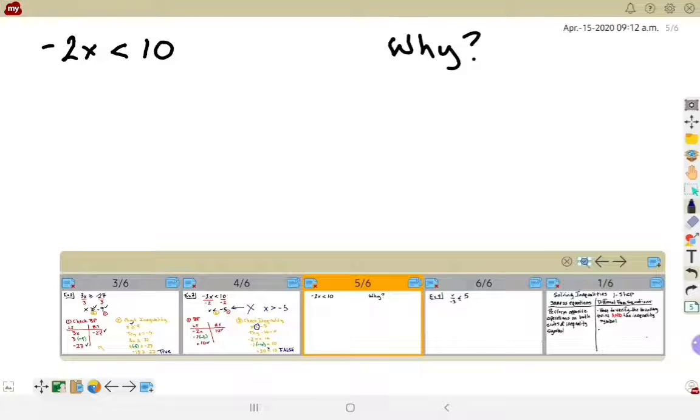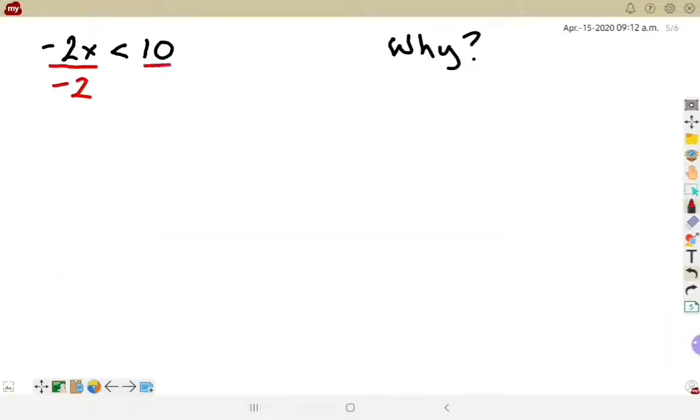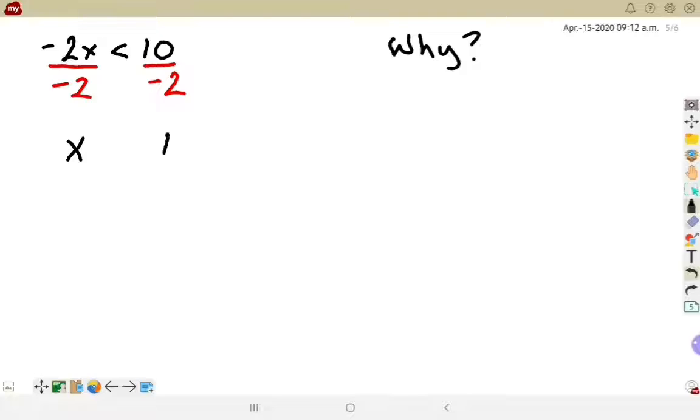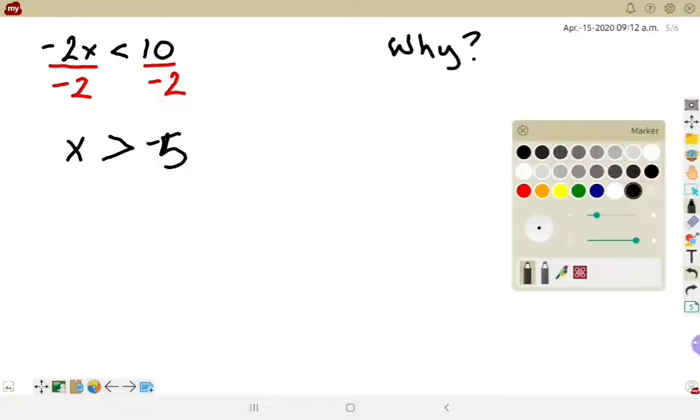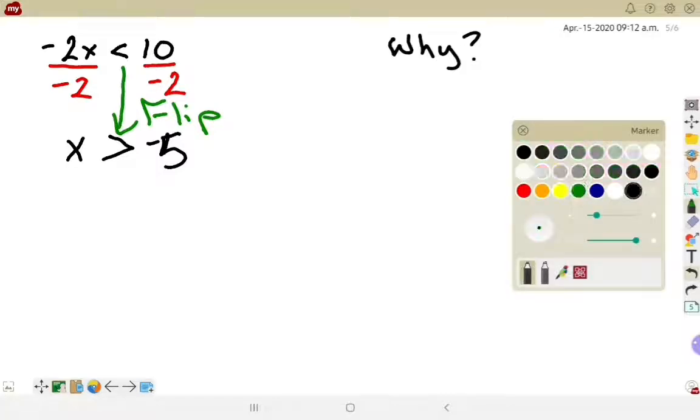Well, so this is what's going to happen now. When I divide both sides by a negative, and I get this -5, my inequality sign has to flip sides. The inequality sign has to flip sides. Here's a very simple example as to why it needs to flip sides.